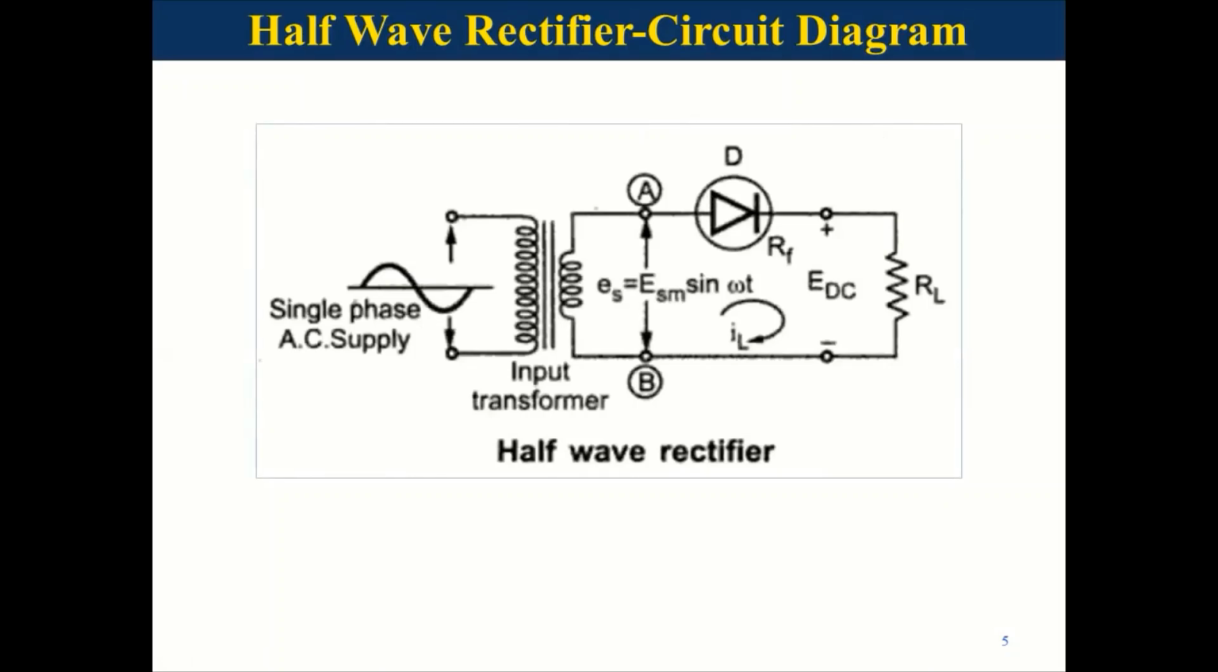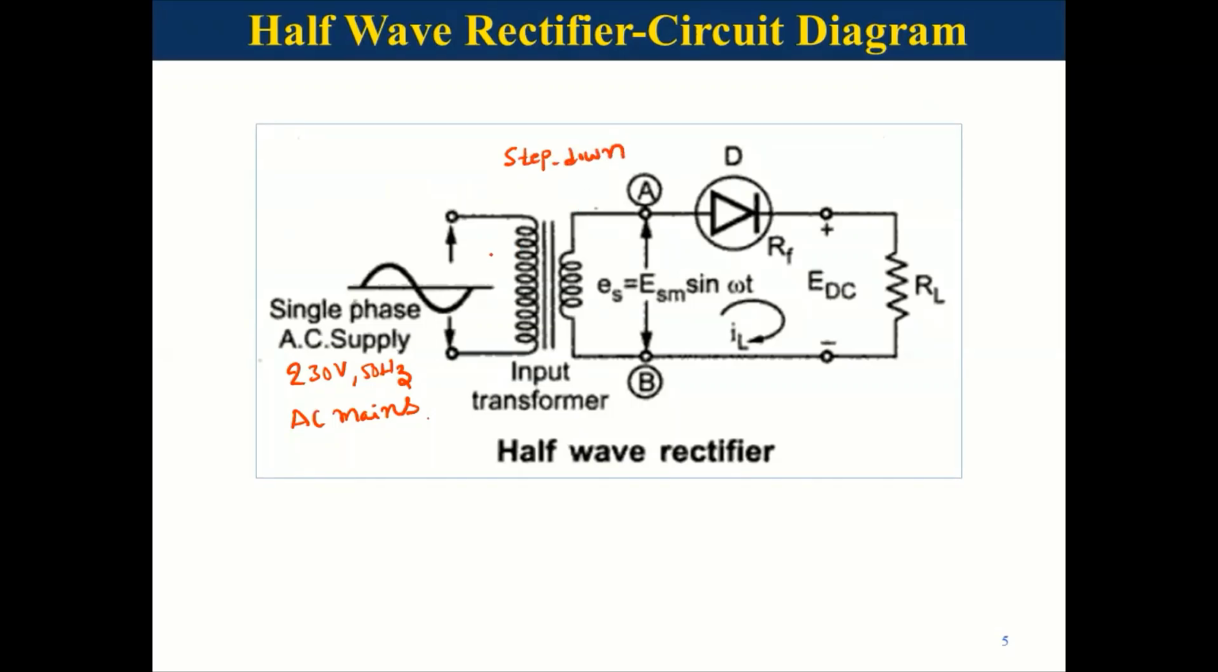This is the circuit diagram of the half-wave rectifier. I already told you this half-wave rectifier consists of an AC source, that is 230 volts, 50 Hertz AC mains. This 230 volts 50 Hertz AC mains supply is given to a step-down transformer. I already told you in electronics we need a very small DC voltage. That's why this 230 volts 50 Hertz signal must be reduced to the required DC level. For that we are using a step-down transformer.